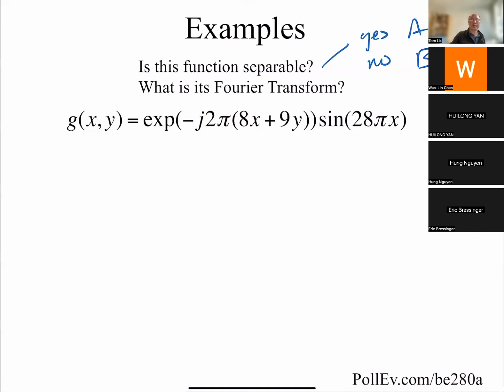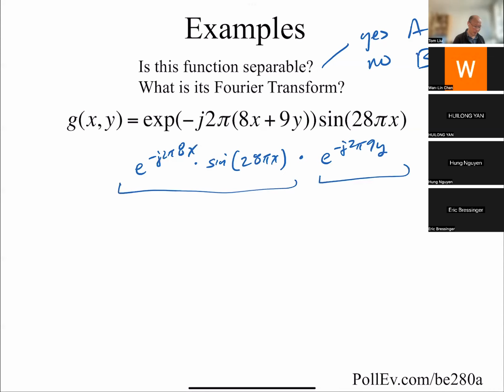Okay, so those of you who responded, about 80% said yes, and 20% said no. So let's look at that. Indeed, we could write this as e to the minus j 2 pi 8x times sine 28 pi x, right? Times e to the minus j 2 pi ny, right? So this is a function of x and this is a function of y. So yes, it is separable. Okay. So now let's take a look at how we would calculate the Fourier transform of this.